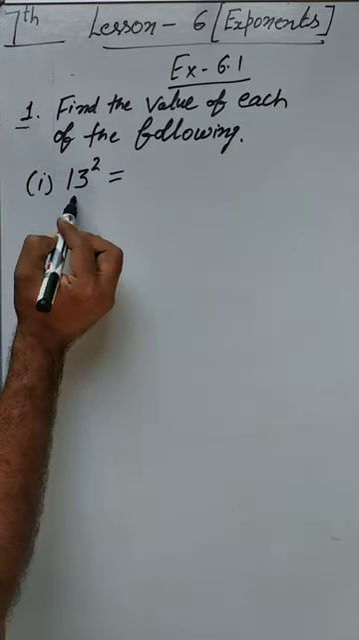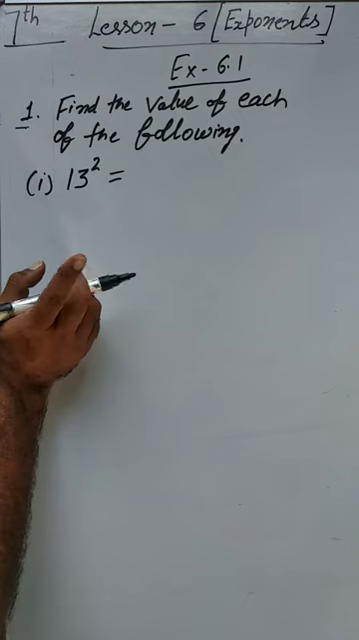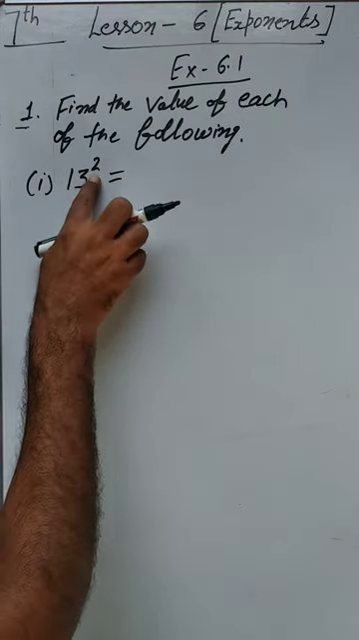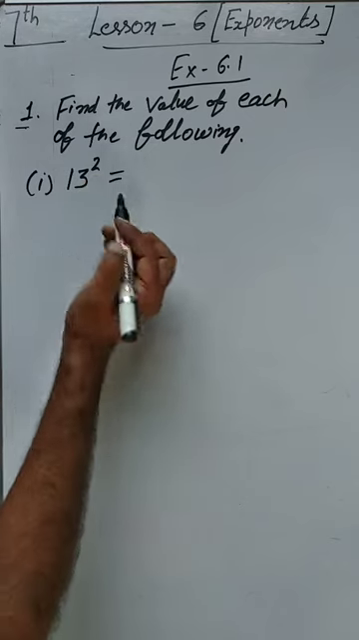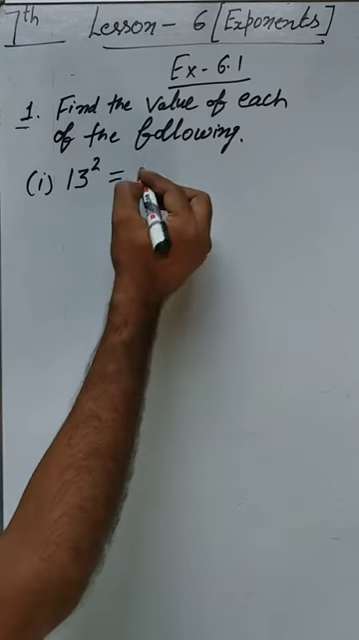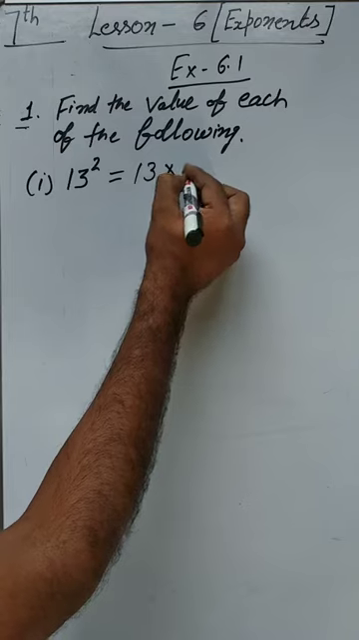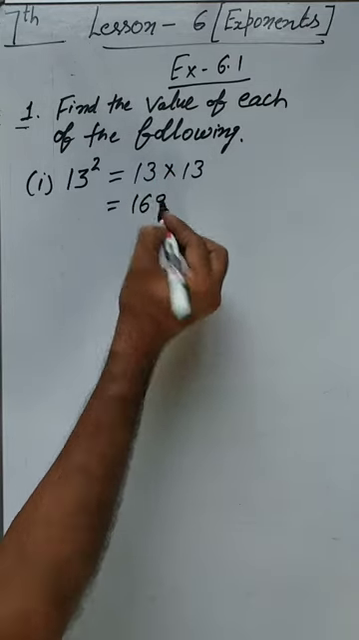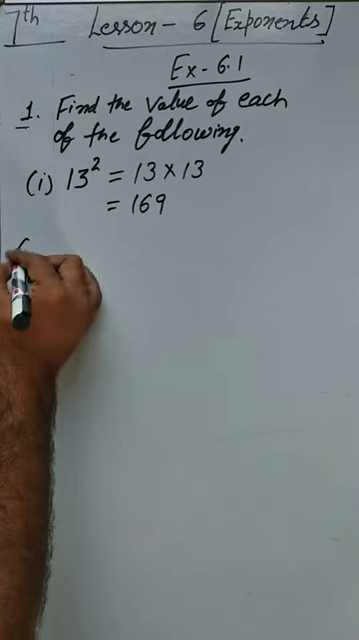Now beta, 13 raised to power 2 means 13 is multiplying with 13. How many times? 2 times. Means it is raised to power 2. It means 13 multiply 13. You know 13 multiply 13 is equal to 169.